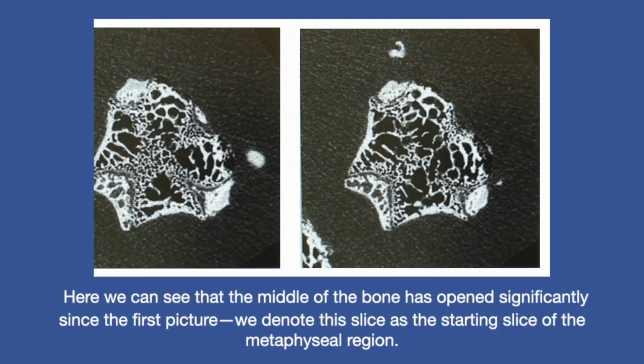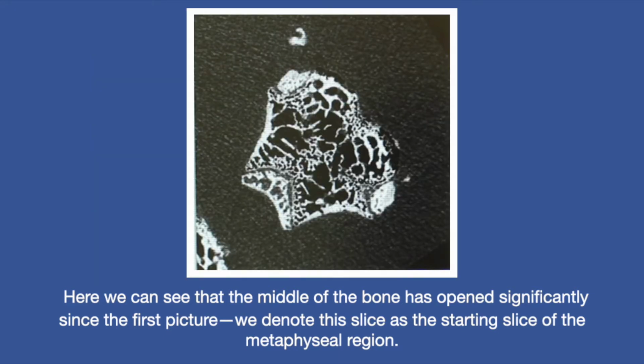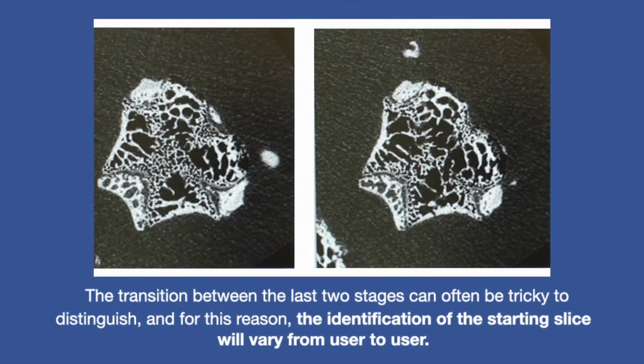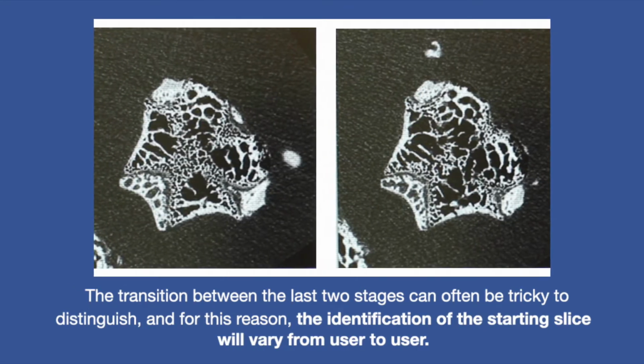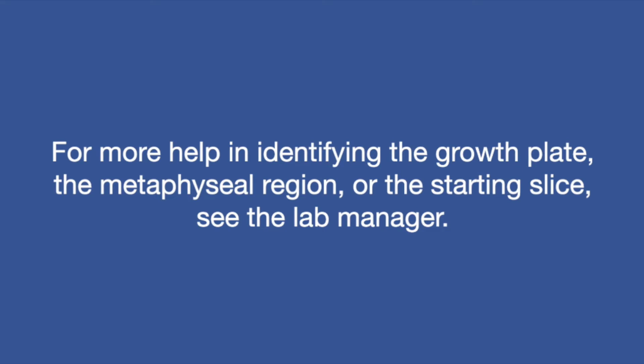Here we can see that the middle of the bone has opened significantly since the first picture. We denote this as the starting slice of the metaphyseal region. The transition between the last 2 stages can often be tricky to distinguish, and for this reason, the identification of the starting slice will vary from user to user. For more help in identifying the growth plate, the metaphyseal region, or the starting slice, see the lab manager.